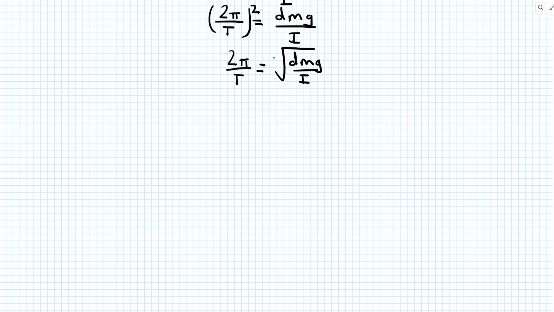And the reason we're not doing plus minus is because the negative case, we can get rid of the negative case because its time period is a scalar quantity. So t equals 2 pi times the square root of I over dmg.